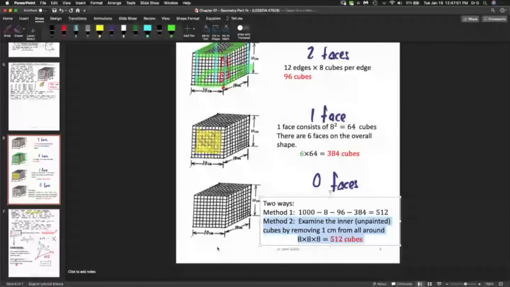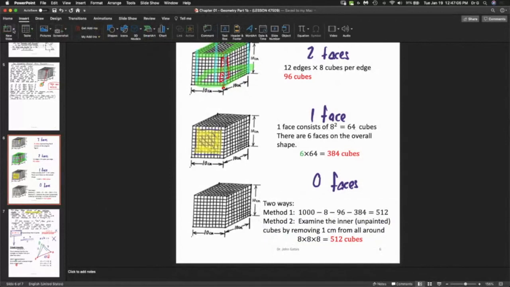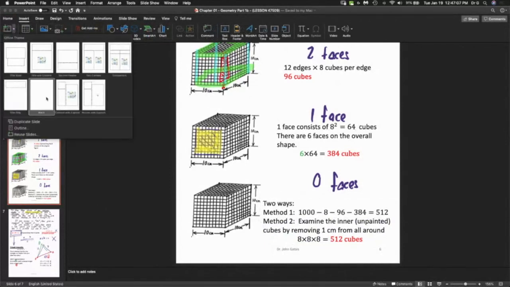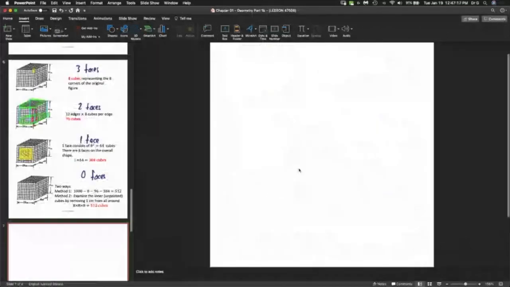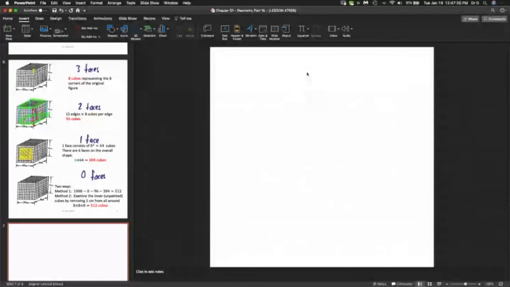Okay, so it's pretty cool that we did this, but I think it'll impress you even more if I were to show you how you can make a formula out of this. So who would like to see a formula for any side, any number of sides? Who wants to see a formula for any number of sides?